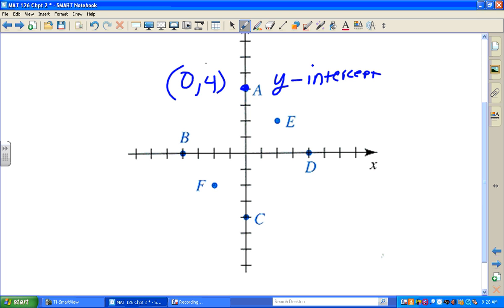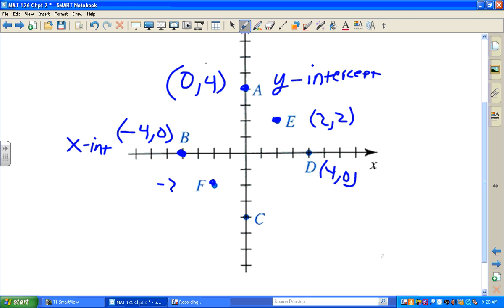Okay? E. Of course, I'm not going in order. I'm going from the top down. The coordinates for E are 2, 2. Very good. And you know that because they did not change the scale. You assume it to be a 1-to-1 relationship. B is known as what? X-intercept. So it's -4, 0. Notice the x-intercept has 0 for the y-coordinate. D is 4, 0. And finally F, -2, -2. And C, 0, -4. Another y-intercept, okay?